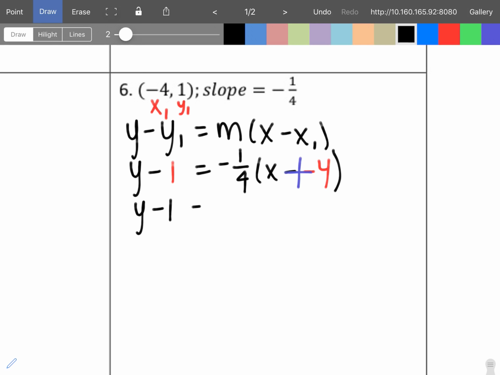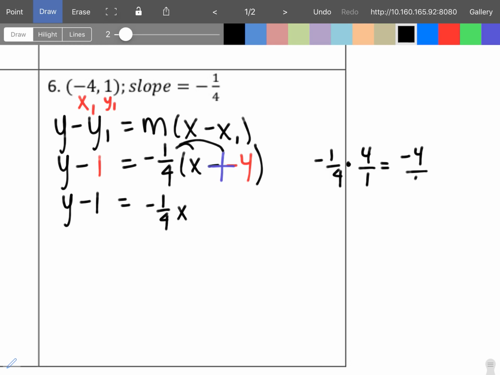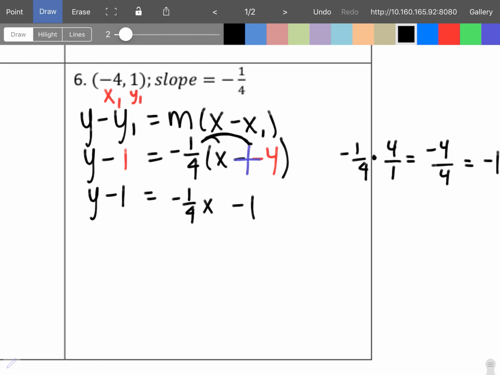y minus 1 equals, I'm going to distribute there, -1/4 x. Now this piece, -1/4 times 4 over 1. Always put it over 1 if it's not already a fraction. Multiply across. -4 over 4. So that's -1. -4 divided by 4 is -1. So I'm going to replace that here. So -1, because I know -1/4 times 4 is -1.